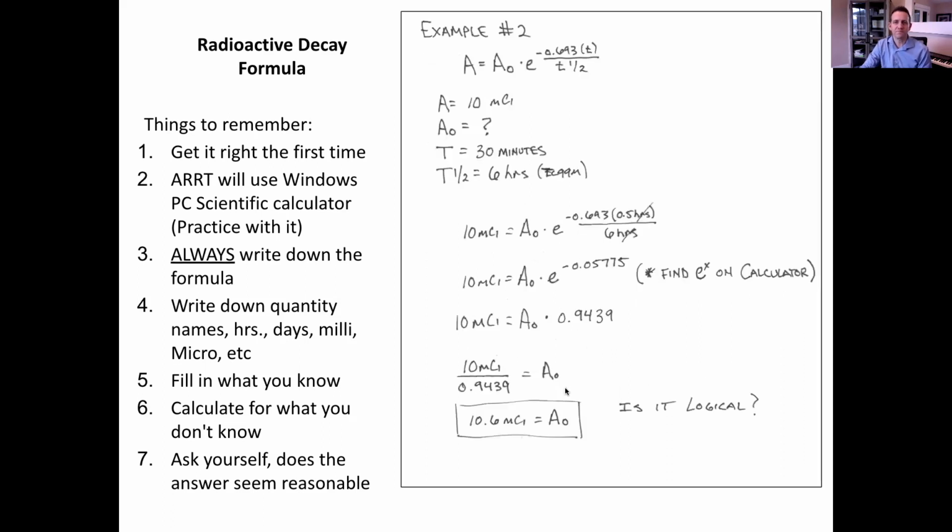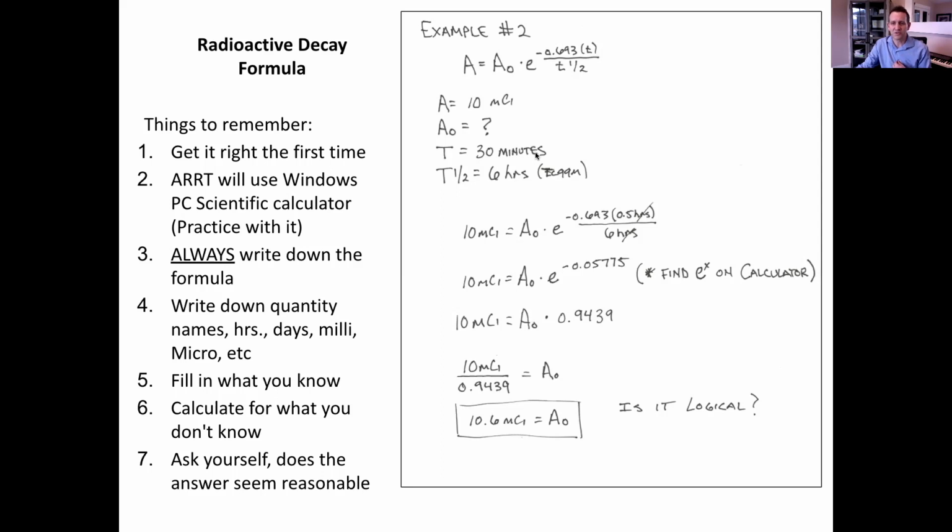Let's do another one. For this one, we were given our current activity and we're going to solve for original activity. We've been given a time of 30 minutes and we've been given a half-life. Again, it's technetium, so a 6-hour half-life. One thing to notice right away is that we don't have like terms with our time and our half-life, and they need to be in like terms. In this case, our time is 30 minutes, but our half-life is given in 6 hours. So you need to convert one of those. You can convert the 6 hours into minutes, or you can convert the 30 minutes into hours, okay?